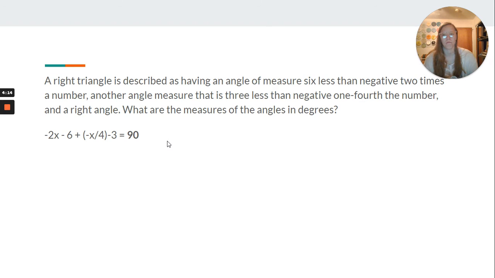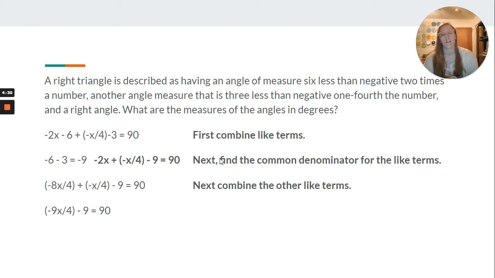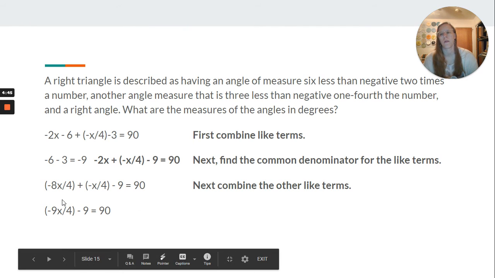And then equals 90. So first combine like terms. So negative 6 minus 3 equals negative 9. Negative 2x plus a negative x over 4 minus 9 equals 90 is our new equation after that. Next, find the common denominator for the like terms, because here we have a fraction. So negative 8x over 4 plus negative x over 4 minus 9 equals 90. So combine the other like terms. Negative 8x over 4 plus the negative x over 4 is negative 9x over 4 minus 9.